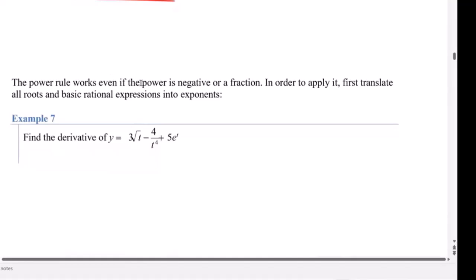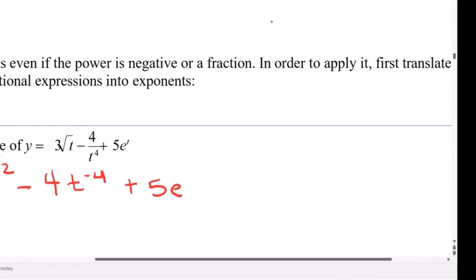So the power rule works even if the power is negative or a fraction. In order to apply it, first translate all roots and basic rational expressions into exponents. For example, y equals 3 times the square root of t, which is the same as t to the 1/2 power, minus 4 over t to the 4th. If I were to move it to the numerator, it would change sign in the exponent. And then plus 5e to the t.